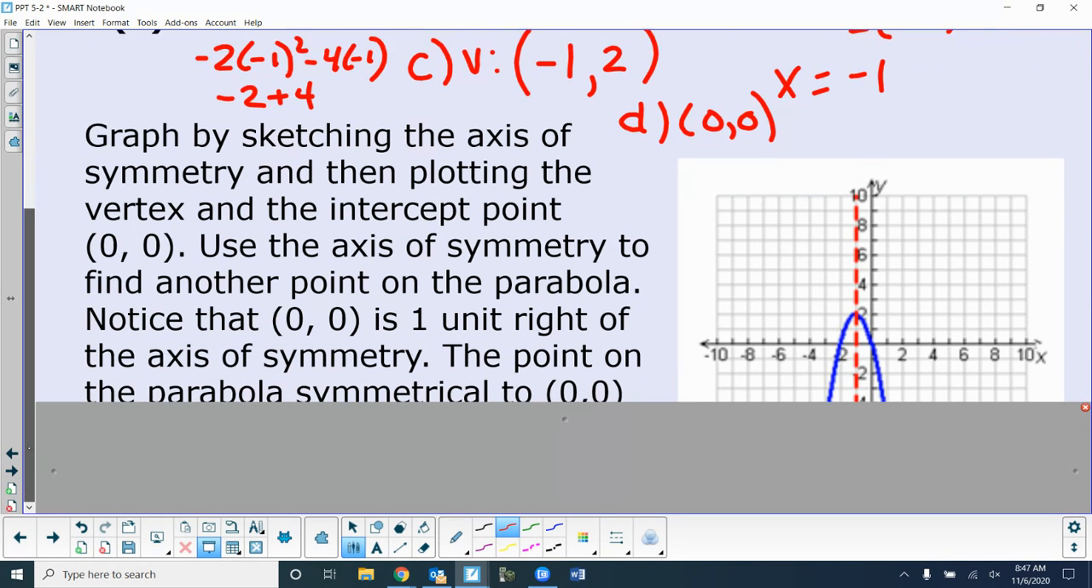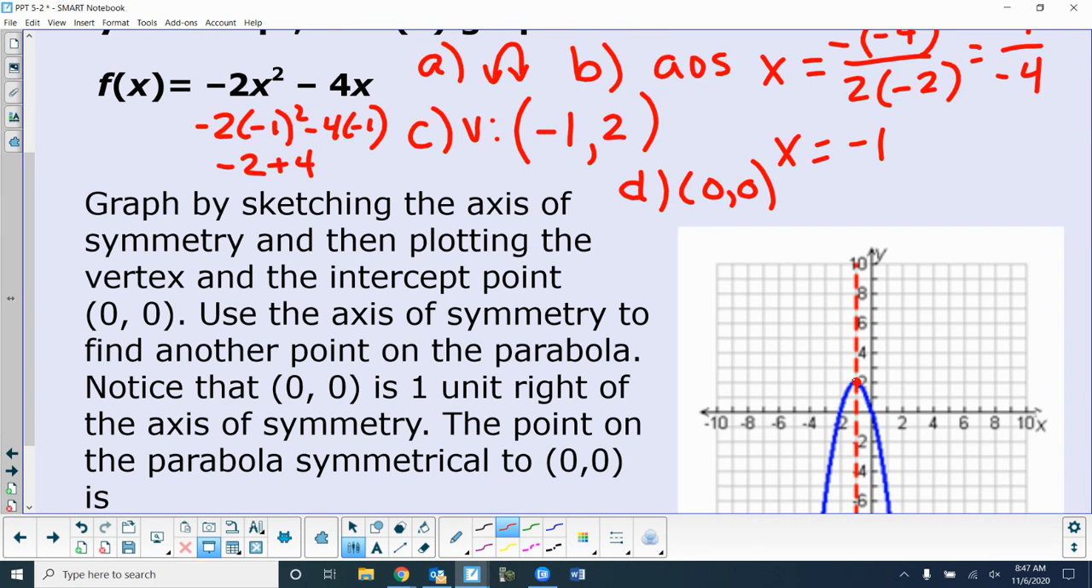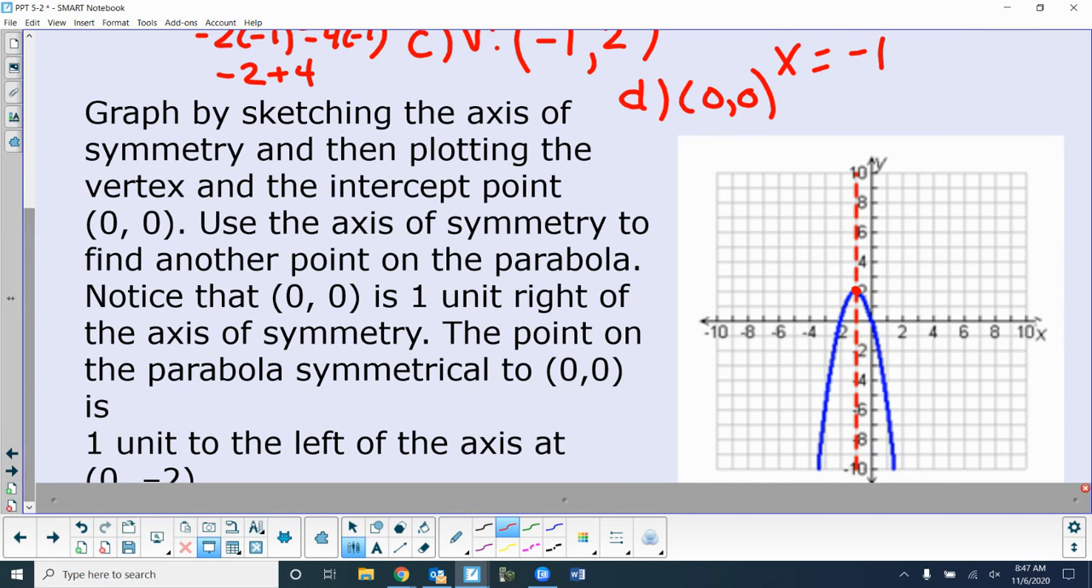So here's what it looks like. My X equals -1 is the dashed vertical line. That's the axis of symmetry. -1, 2 is right here. That's my vertex. 0, 0 is my y-intercept. It's 1 unit away to the right of the axis of symmetry. So to get my third point, so I can get my curve, I go 1 unit to the left of the axis of symmetry, which would be -2, 0. So that gives me the 3 dots that I can get my parabola curves through.